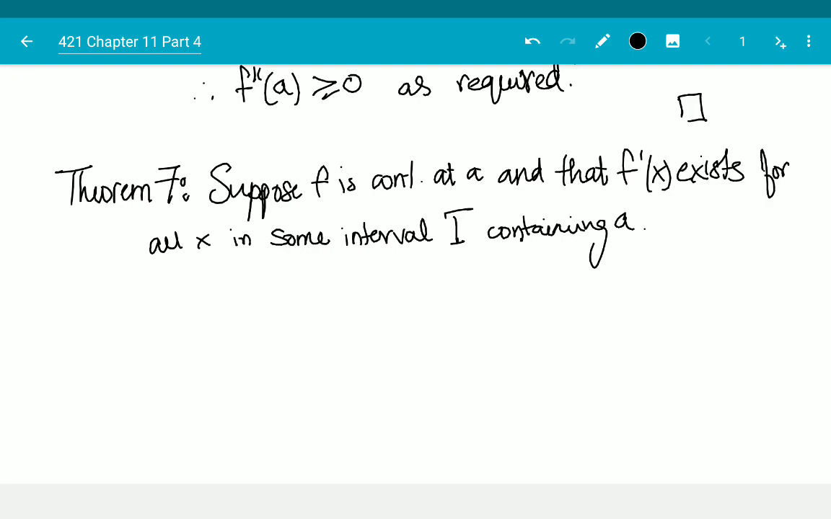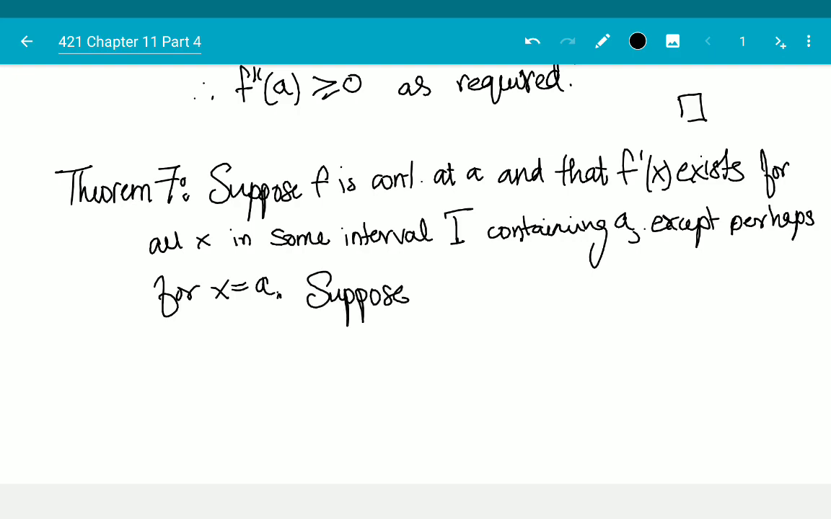Except perhaps for x is equal to a. So maybe my first derivative exists for every point, maybe not for exactly this point. We have seen a counterexample of this, like the chapter 10 last example is a counterexample for everything I'm writing till now. Well, a counterexample as an example of a function where these things hold true.